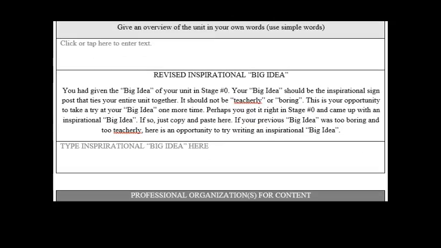As we move into the unit summary, you will give a unit overview. This will essentially be a revised, inspirational, big idea, written in simple words. You may recall, if you use stage 0, a big idea will be written there. This unit overview, however, will not be quite as teacherly or boring, but is an opportunity to ensure your students become interested in the subject matter, and again, will be written in a more inspirational way.